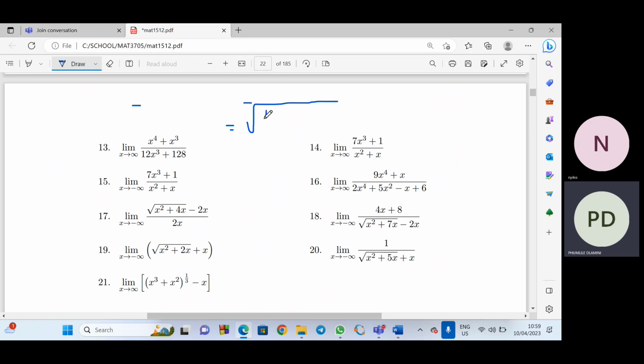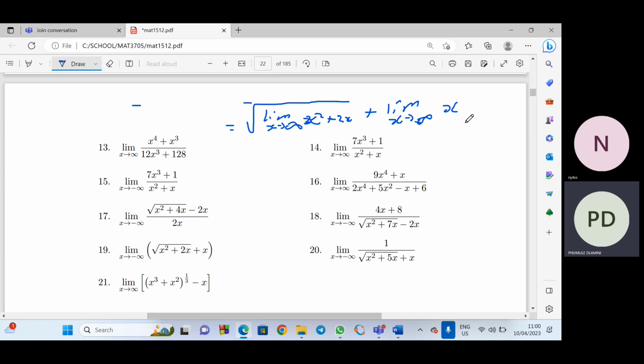This is going to be same as limit when x approaches negative infinity of square root of x squared plus 2x, plus again limit when x approaches negative infinity of x. Yeah, 19 is negative infinity of x.